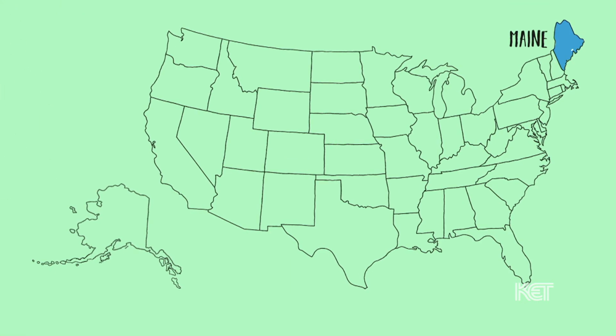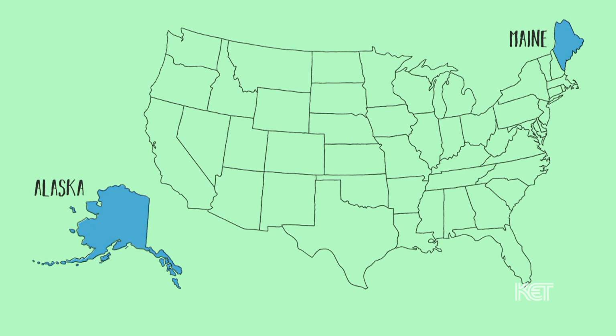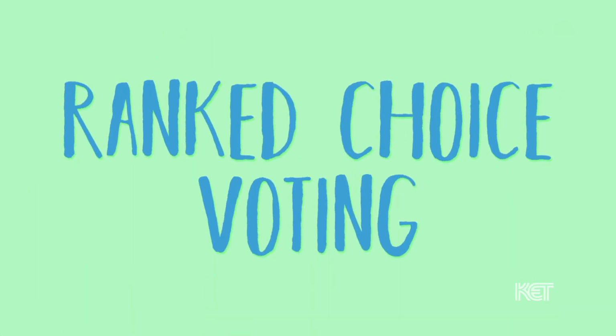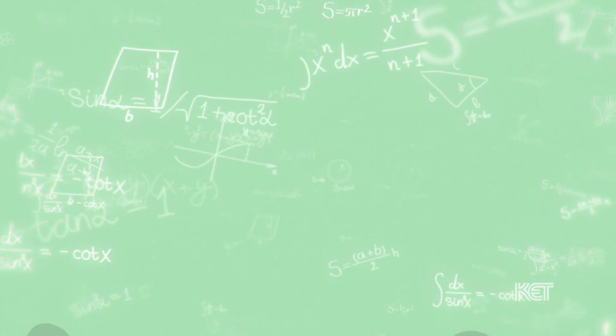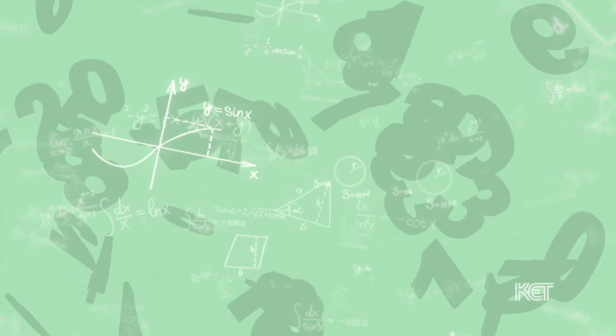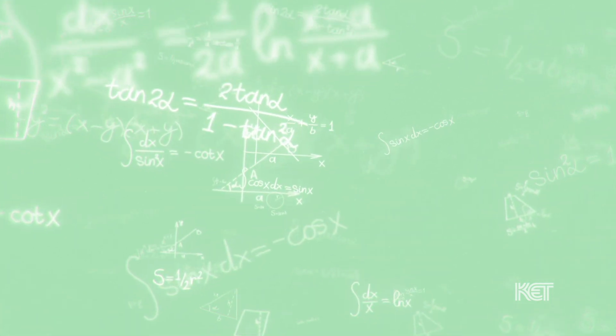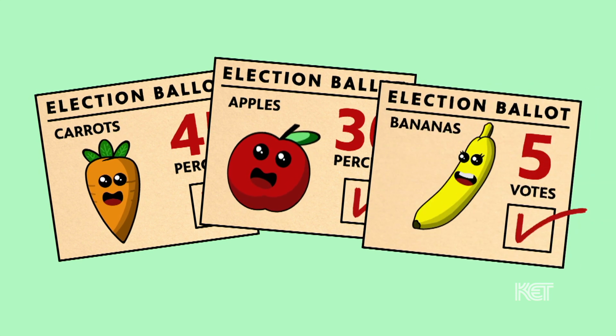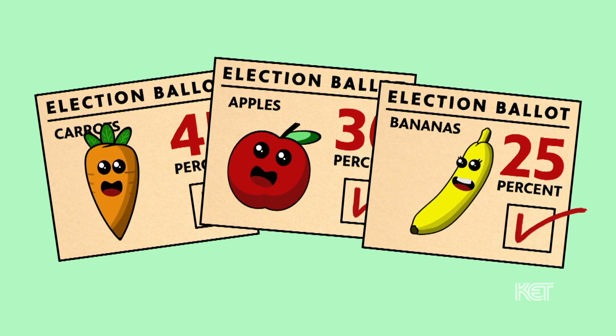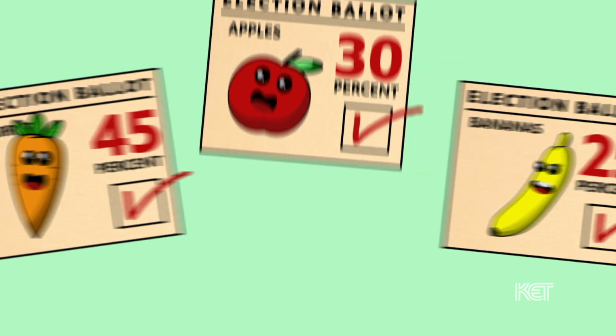States like Maine and Alaska use a different system called ranked choice voting. In ranked choice voting, voters rank candidates from favorite to least favorite, stopping when they run out of candidates they like. When ballots are counted, election officials add up everyone's first choices and check to see if anyone received a majority, 51% of the votes. For our snack example, no candidates got 51% on the first round.